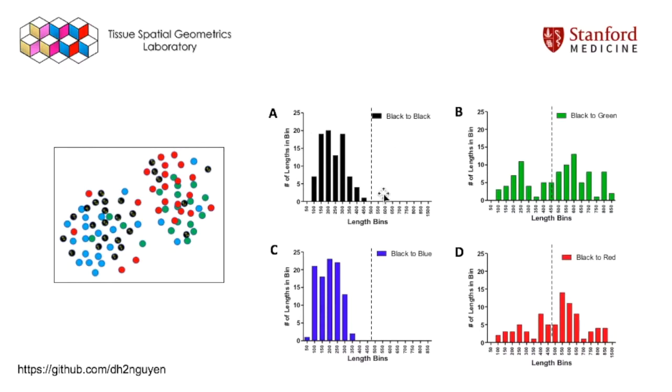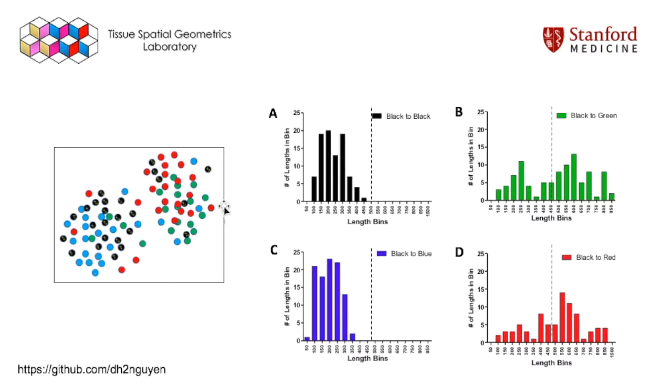In this case, in panel A, this is the distance of all black dots to other black dots. And panel B is the distance of all black dots to all green dots. And then so on and so forth. C and D are the distance of black to blue in C, and then black to red in D.